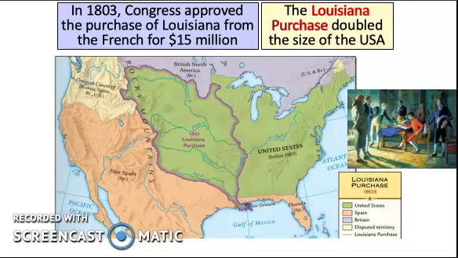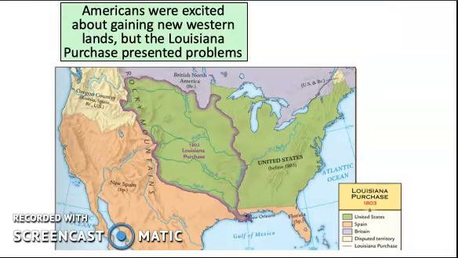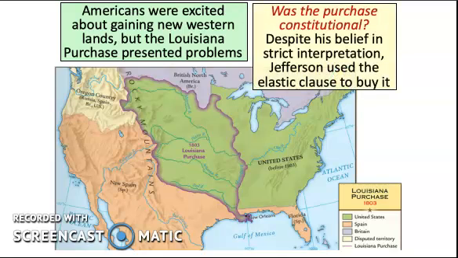And so Congress in 1803 is going to approve this purchase, $15 million. It doubles the size of the United States. It is a giant coup for the United States. And we're really, really excited about this. Many Americans were, but it does present problems for us.